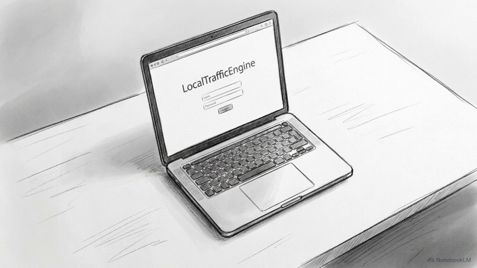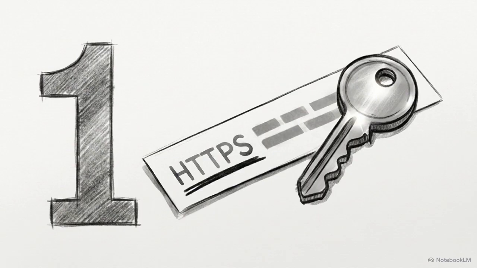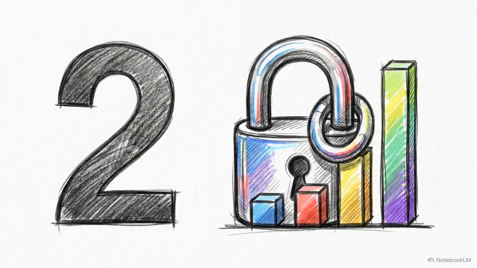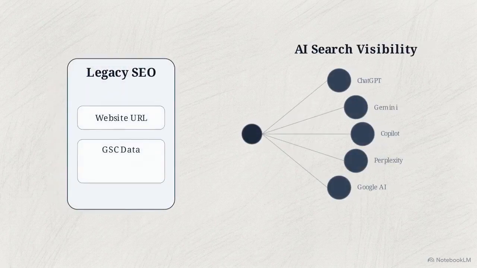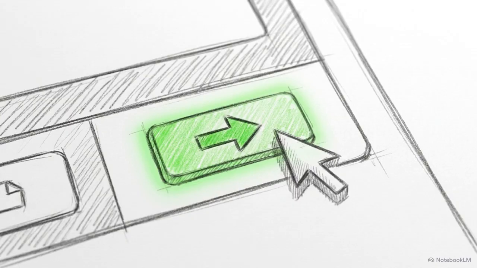In this tutorial, we will set up a single dashboard within LocalTrafficEngine to monitor your visibility across all 5 of these major platforms simultaneously. Before we begin, you need 2 things: your active website URL and admin access to the Google account that manages your site's search analytics. Having these specific assets ready is the necessary first step to bridging the gap between legacy SEO practices and modern AI search visibility. Let's start the setup.